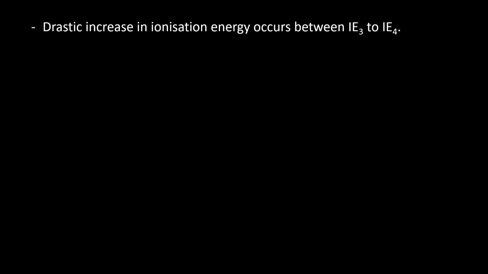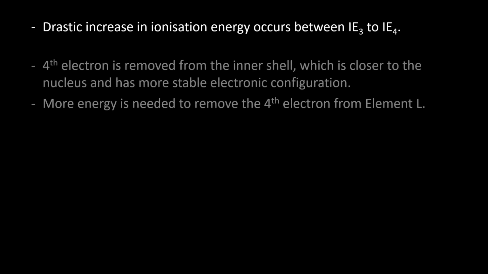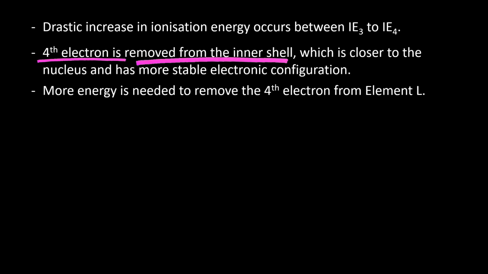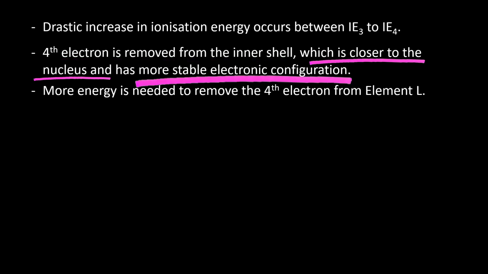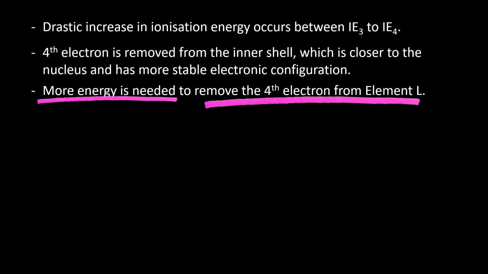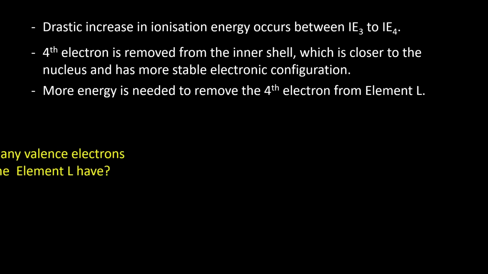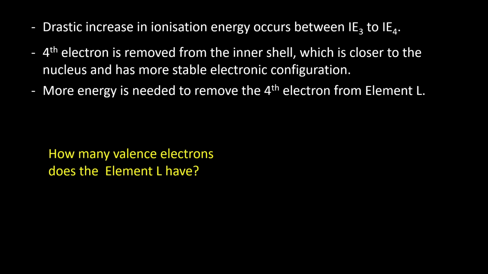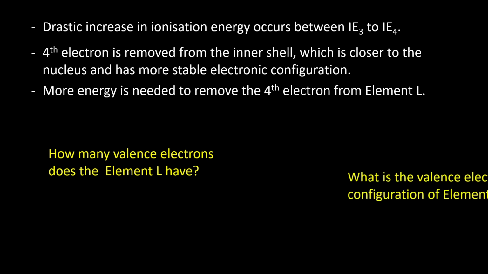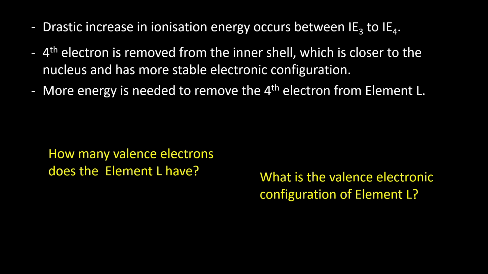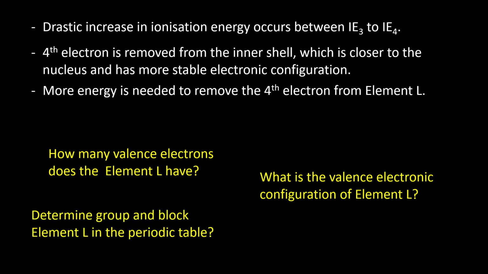From the drastic increase, we can deduce that the fourth electron is removed from the inner shell, which is closer to the nucleus and has a more stable electronic configuration. Hence, we need more energy to remove this fourth electron from element L. From this drastic increase, we can also deduce how many valence electrons element L has. We can also write the valence electronic configuration of element L and determine the group and also block for element L.